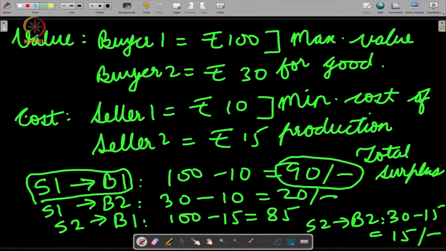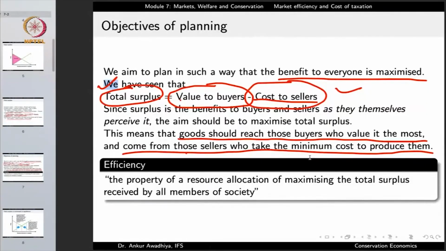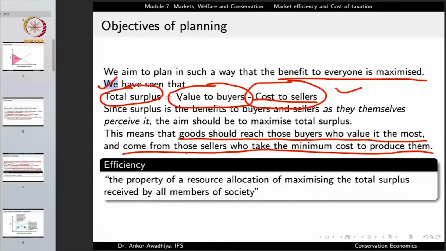So to maximize the total surplus, the goods should reach those buyers who value it the most and should come from those sellers who take the minimum cost to produce them. In that case, the total surplus is maximized, and that is one aim of planning, to maximize the total surplus or the welfare of the society.